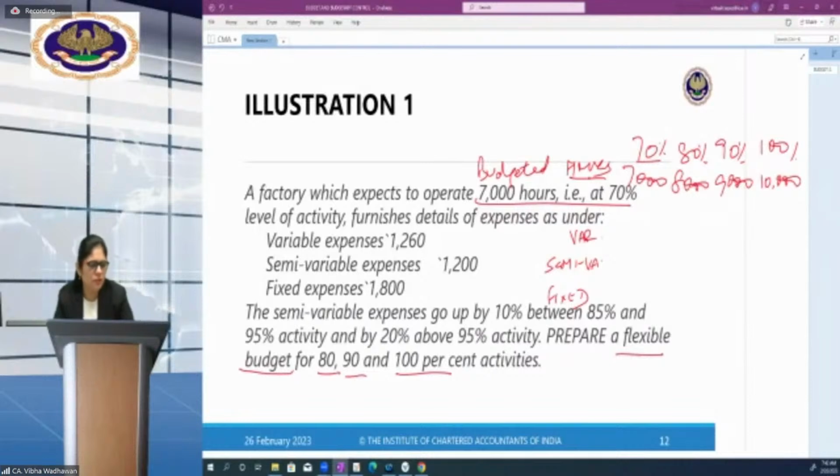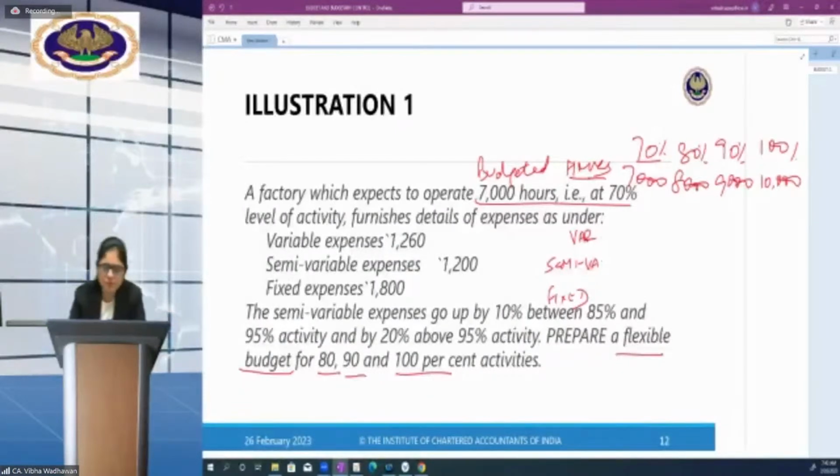Changes with production. Okay. Any other property of a variable cost? Of course, variable cost changes with production and fixed cost does not change with production. Any other difference between variable and fixed? It changes with production, that is the main characteristic, but there's one more characteristic of a variable cost that is going to help you a lot.